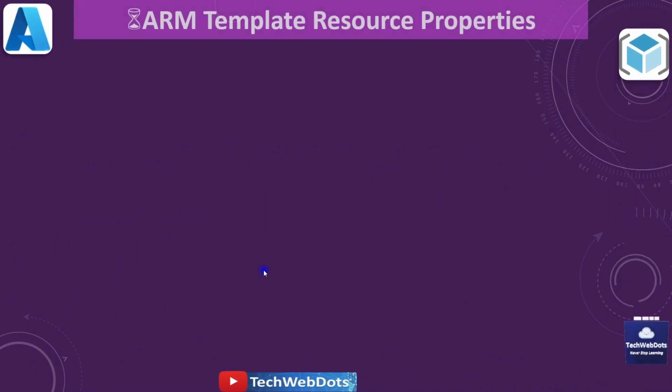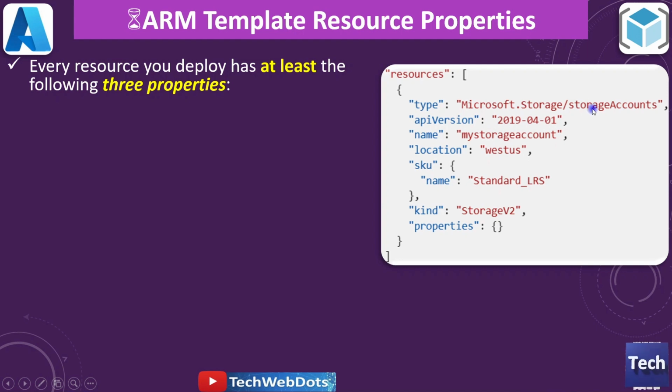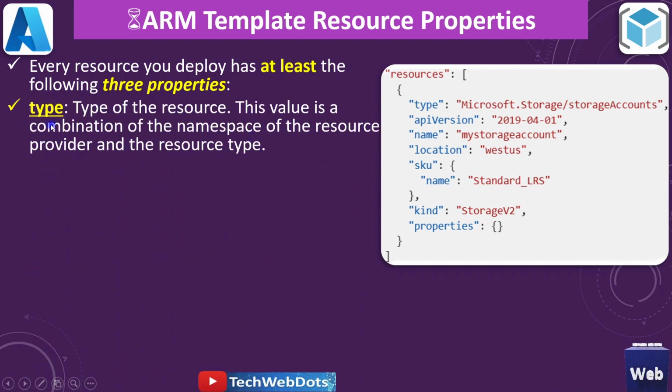Okay, now if you talk about ARM templates for resource properties, for example, this is our resource, and what we see, this type is Microsoft.Storage, and this is for a storage account. So every resource you deploy has at least the following three properties. For example, in the previous section we saw there are three mandatory sections which are required to specify the schema. Similarly, for resources as well, at least three properties are mandatory. What are those? One is type. It is actually the type of the resource. This value is a combination of the namespace of the resource provider and the resource type. We can see Microsoft.Storage, and along with that storageAccounts.